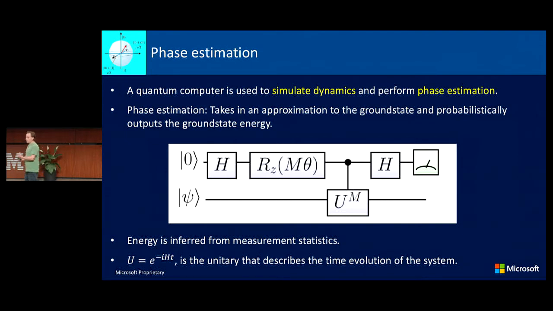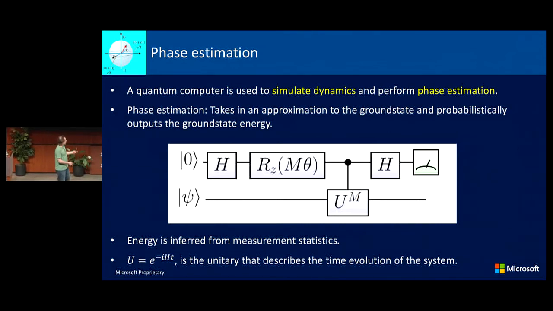And so the probabilities that we end up getting out depend on the phase that's accumulated in the path where the top qubit is one, because that's the only one where the unitary is applied. By measuring the statistics on the top, just like an interferometer, you can estimate what the eigenvalues are. That's the idea behind it.